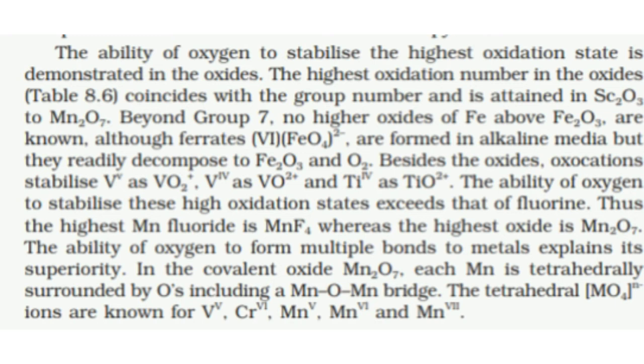Besides the oxide, oxocations stabilize V(V) as VO2+, V(IV) as VO2+, and titanium(IV) as TiO2+. The ability of oxygen to stabilize these high oxidation states exceeds that of fluorine. Thus, the highest Mn fluoride is MnF4, whereas the highest oxide is Mn2O7. The ability of oxygen to form multiple bonds to metals explains its superiority. In the covalent oxide Mn2O7, each Mn is tetrahedrally surrounded by O's including an Mn-O-Mn bridge. The tetrahedral MO4 ions are known for V5+, chromium 6+, Mn5+, Mn6+ and Mn7+.